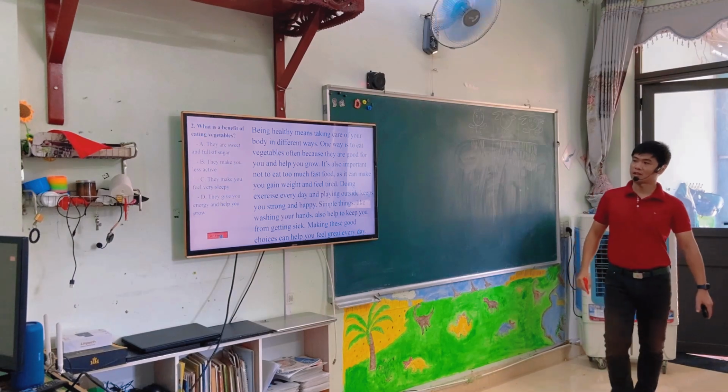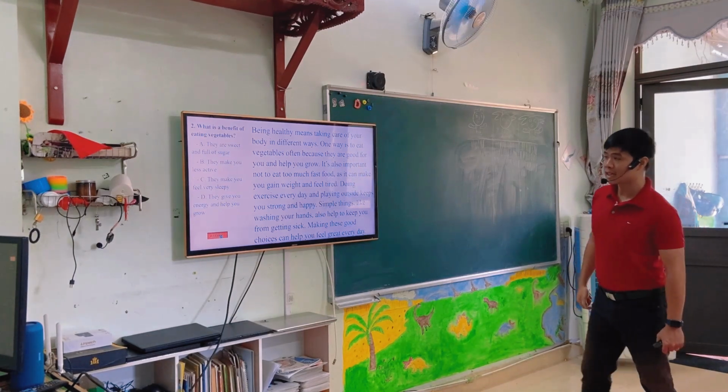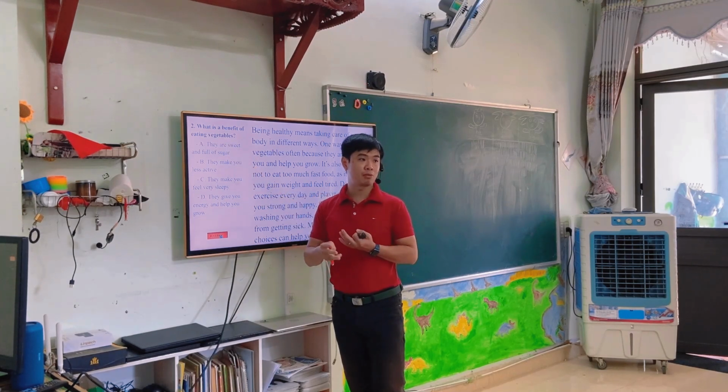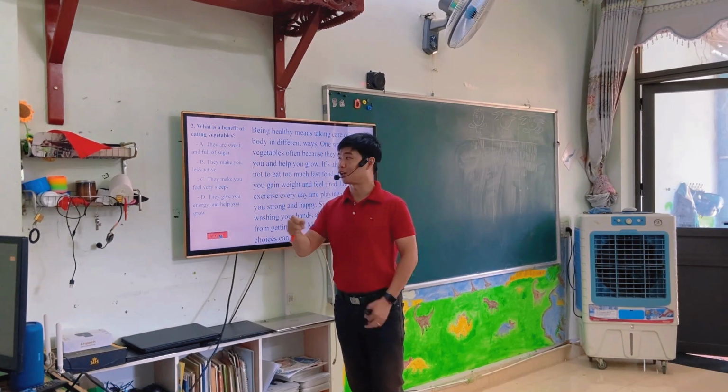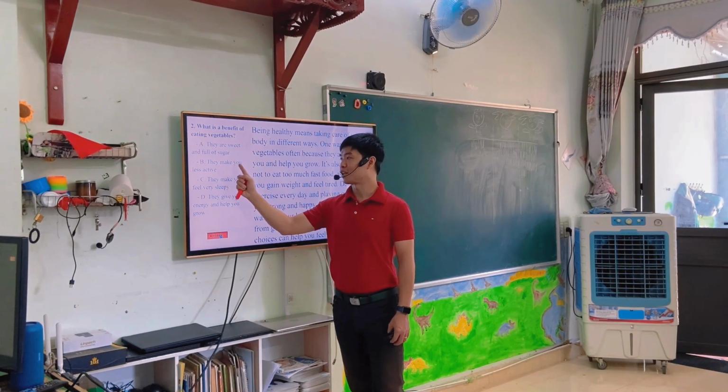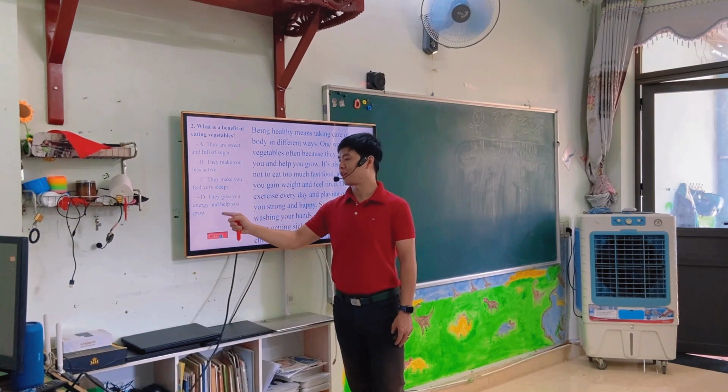Next, number 2. What is the benefit of eating vegetables? So when you eat vegetables, what is a good thing? They are sweet and full of sugar. They make you less active. They make you feel very sleepy, or they give you energy and help you grow.